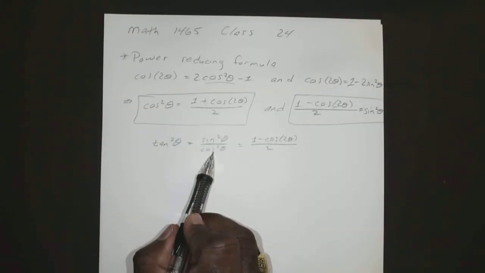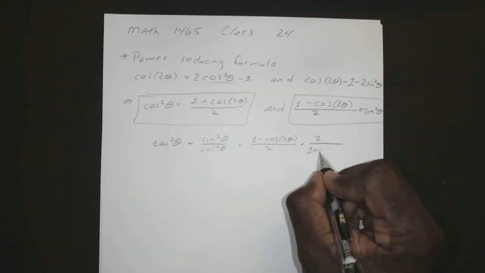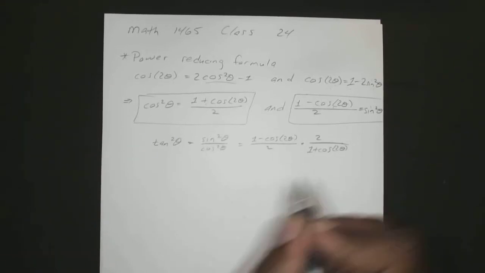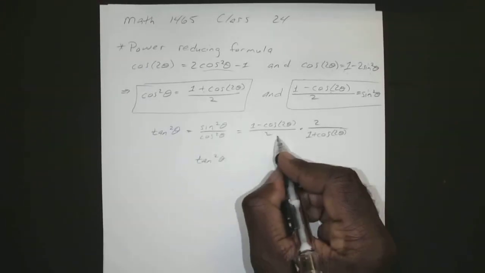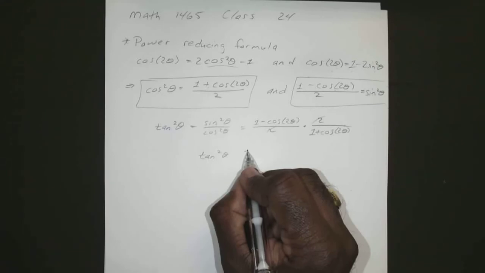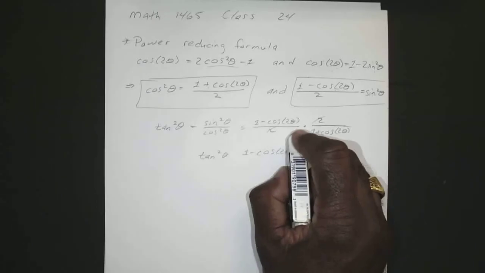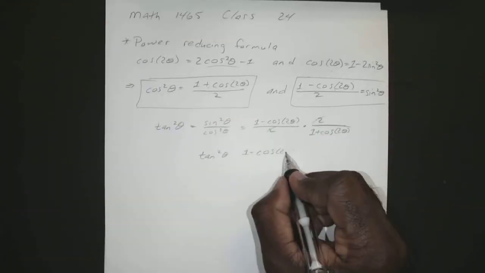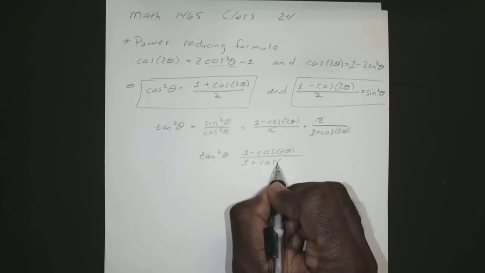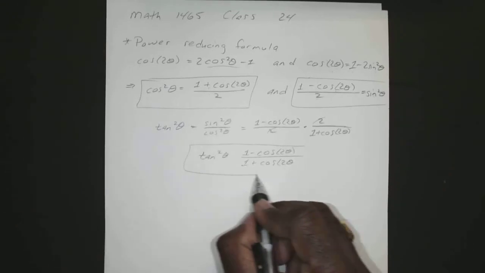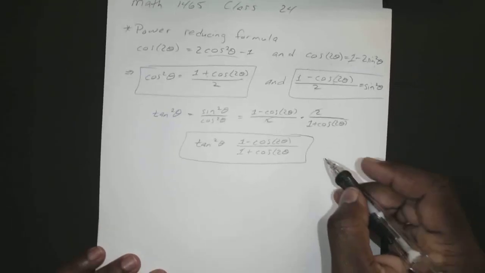Divided by cosine squared is just multiplied by the reciprocal. So that would be times 2 over 1 plus cosine of 2 theta. So your tangent squared theta, once those two cancel out, is 1 minus cosine of 2 theta divided by 1 plus cosine of 2 theta. Okay, so those are your power reducing formulas.